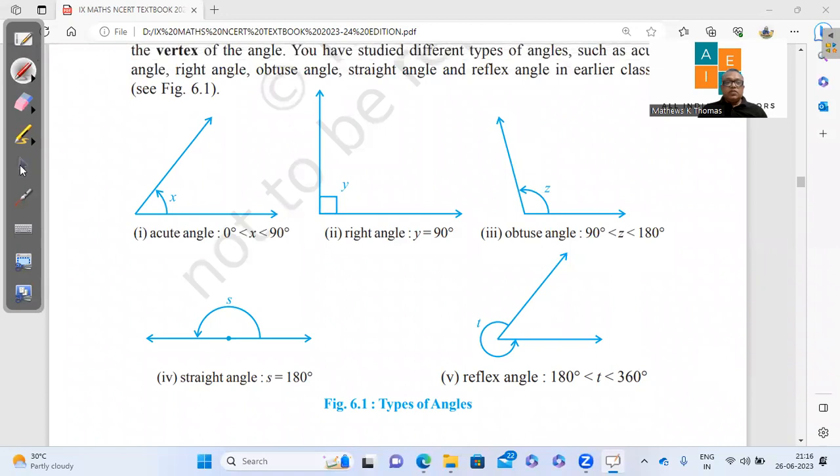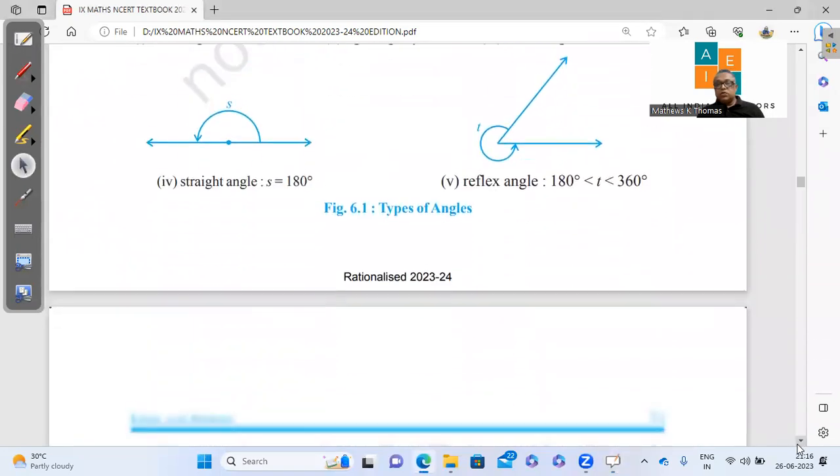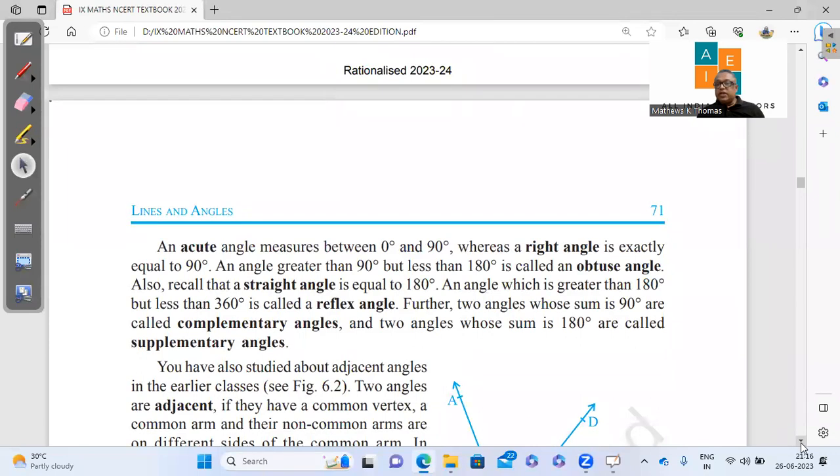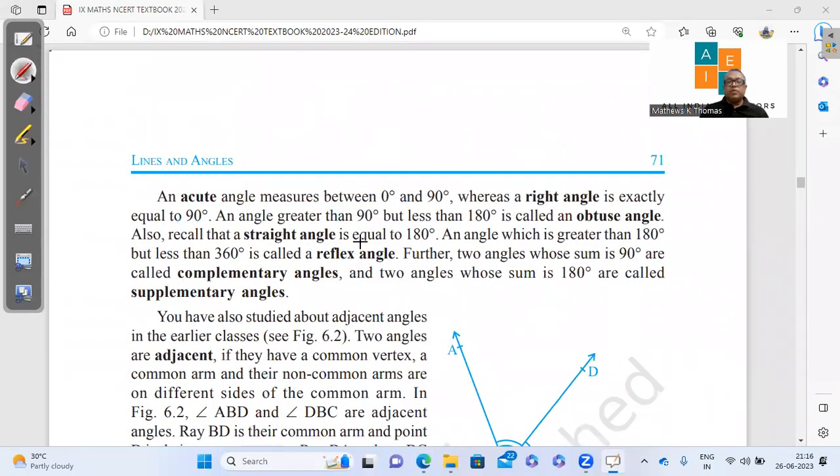So once we understand the different types of angles, we can move further to the next part, that is what are complementary angles and supplementary angles. The word complementary is mentioned here. Complementary angles are angles which add up to 90. Two angles which add up to 90. So I can say 30 and 60 are complementary angles. 45 and 45 are complementary angles, right? 85 and 5 are complementary angles. So any two angles, there has to be exactly two angles whose sum is 90 is called complementary angles.